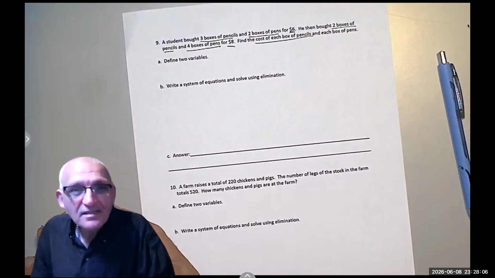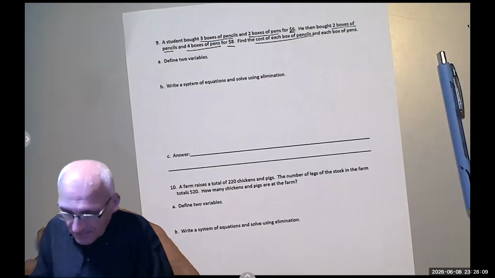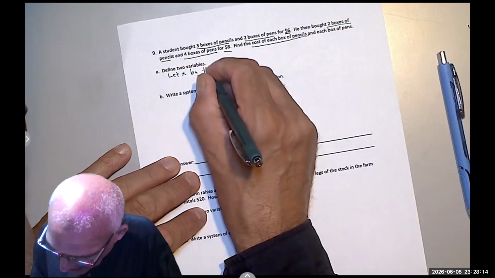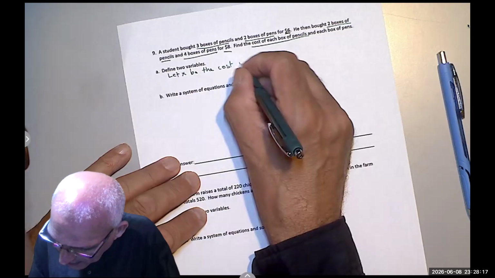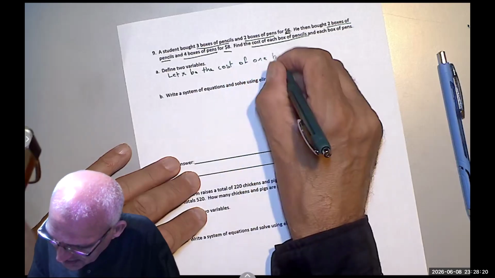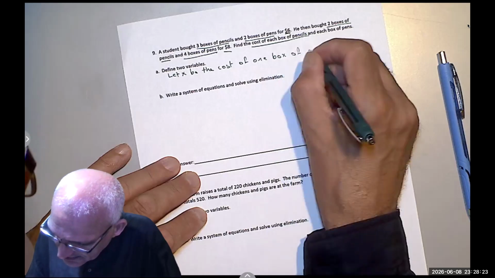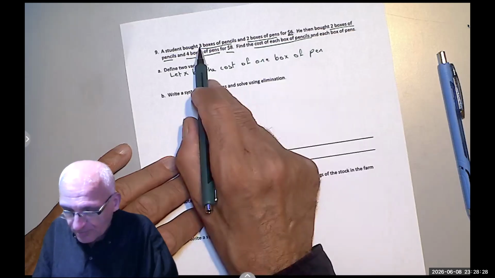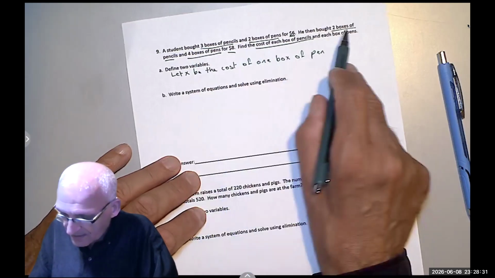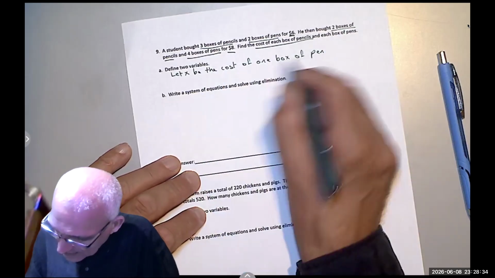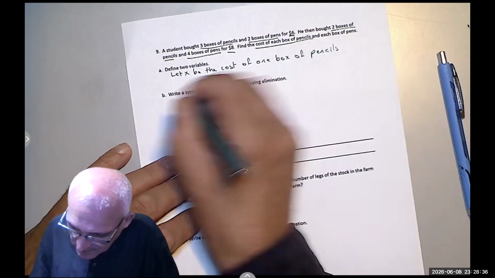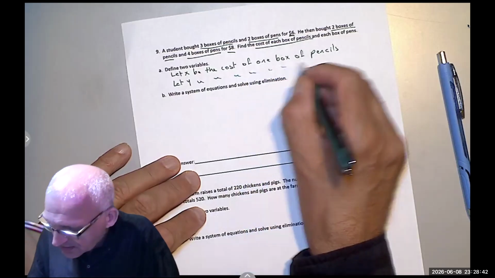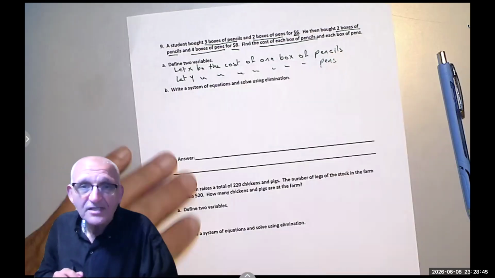So how do I define my variables? I say let X be the cost of one box of pencils. Notice that's what I need, the cost, not the number. The number is given to me, 3 and 2, and then 2 and 4. So one box of pencils, and let Y be the cost of one box of pens, just to save time.